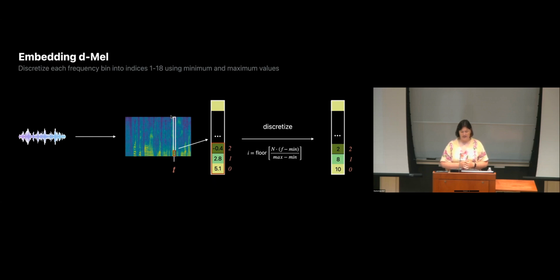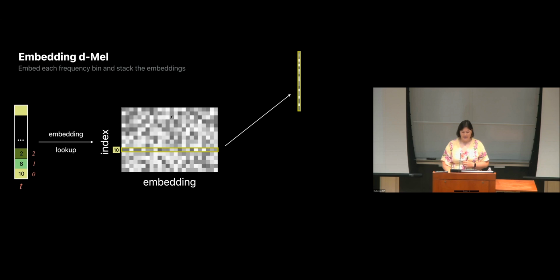So we take the time frame T, we have the filter banks, like 80 filter banks here. We discretize every filter bank into a bin. So here you got, for example, 2, 8, 10 for the last three frequencies. Now what we do is we take every bin and map every bin token into an embedding. We repeat this for another one, and then we stack them together. And this will be our representation for the time T.